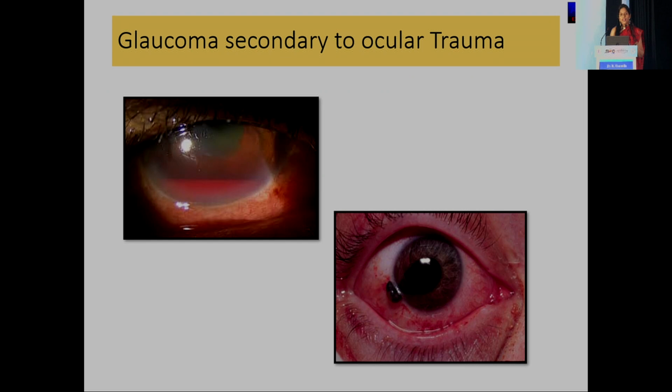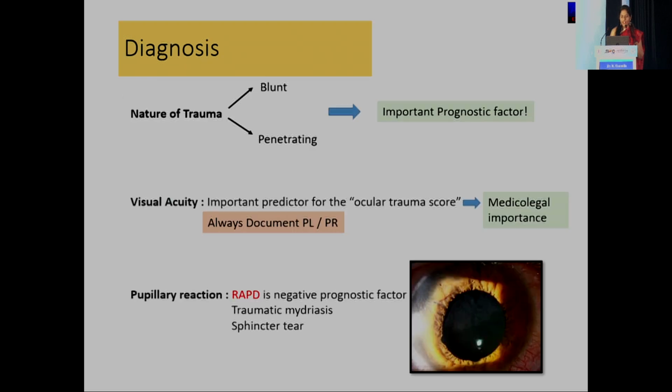Now we move on to the other common entity, which is glaucomas that occur secondary to ocular trauma. We do see patients who present like this with hyphema, with prolapse of iris. So you have to understand the nature of trauma. Probe into the history, understand the nature of trauma, and always document the visual acuity, because most of these patients are medico-legal cases. So you have to document the vision. And also look at the pupils for RAPD.